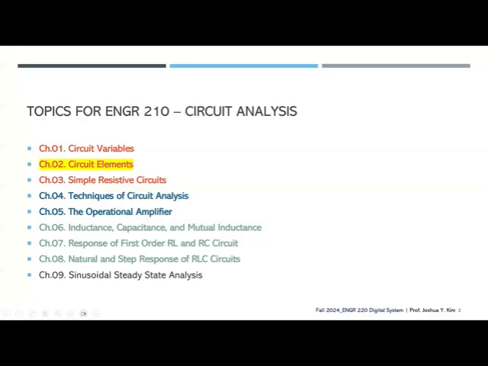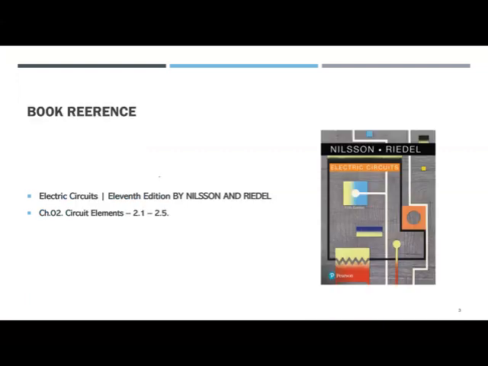All right, that was for chapter 2. After chapter 3, we're going to have test one. We want to cover sections 2.1 to 2.5. The book is the 11th edition of Electric Circuits, Nilsson.